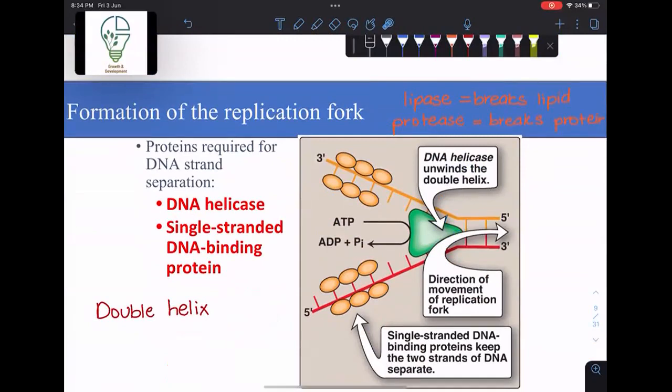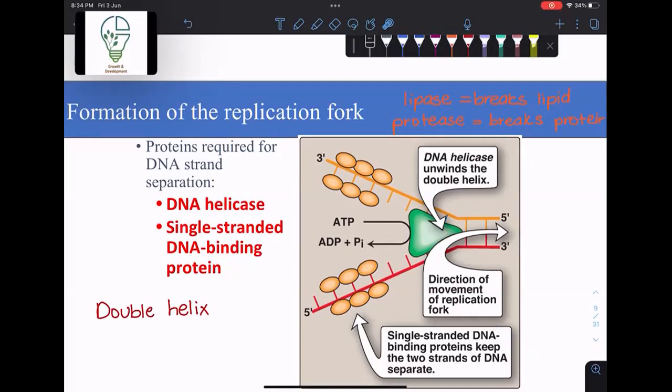And once the DNA strands are being separated into two, we have these proteins called single-stranded DNA binding proteins. And let's say in the exam, you forget the name. I want you to think of their function. I want you to think of what they do.